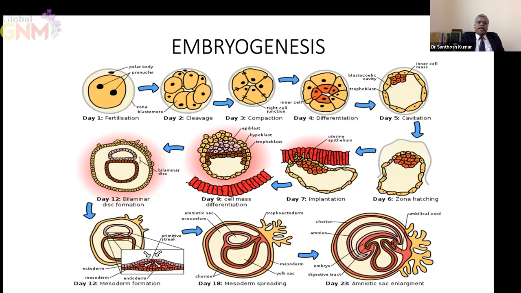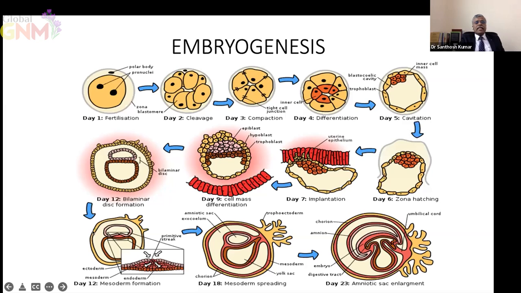So on the 8th day, this inner cell mass will be divided into 2. That is called bilaminar disc. First, production of the first germ layer, that is endoderm, has developed, and the second one is the ectoderm. Upper side becomes the ectoderm. That is on the 12th day of fertilization.